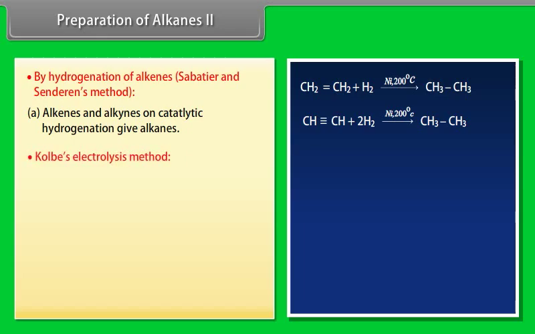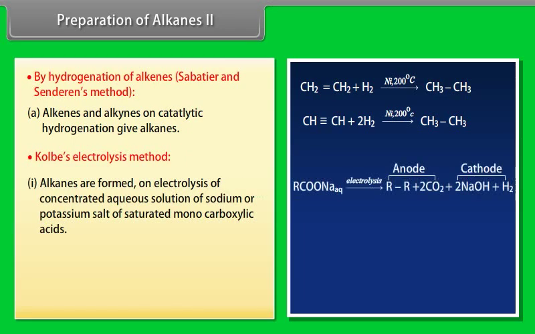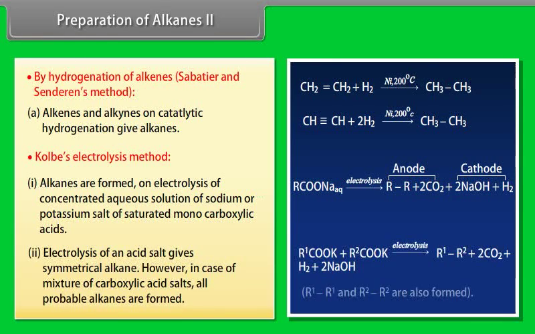Kolbe's electrolysis method. Alkanes are formed on electrolysis of a concentrated aqueous solution of the sodium or potassium salt of a saturated monocarboxylic acid. Electrolysis of a single acid salt gives a symmetrical alkane. However, in the case of a mixture of carboxylic acid salts, all probable alkanes are formed.